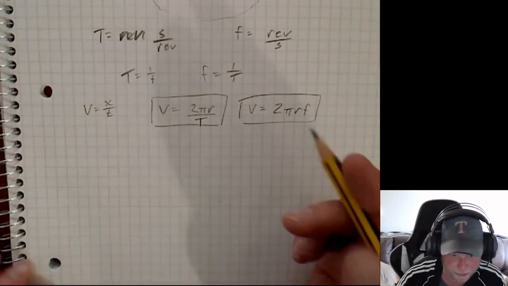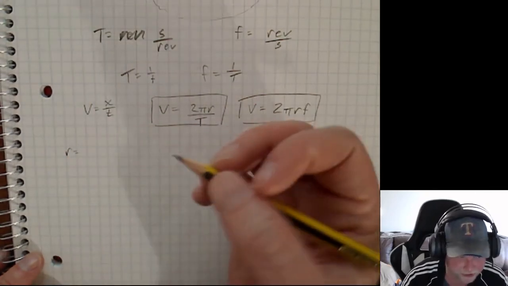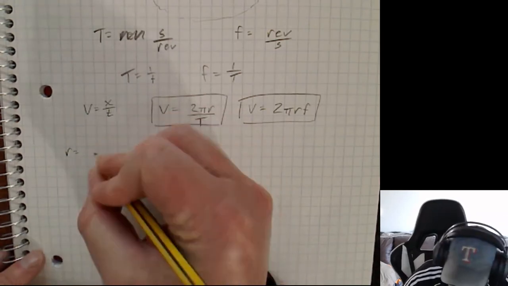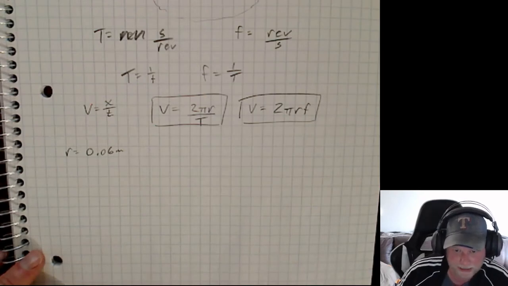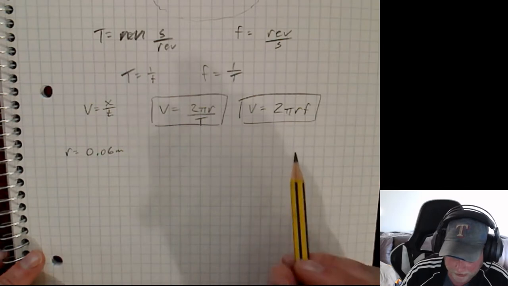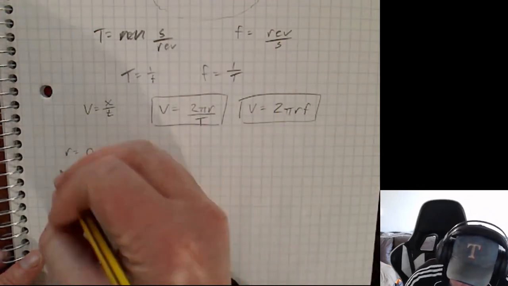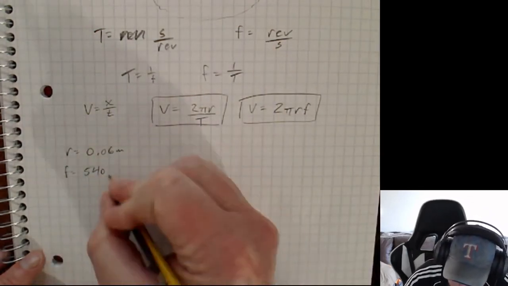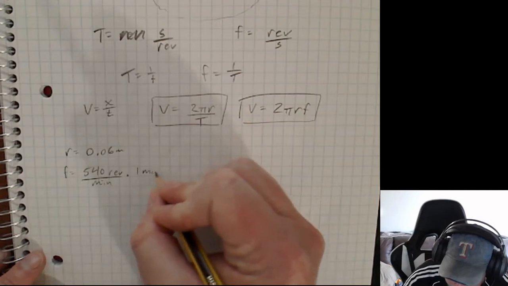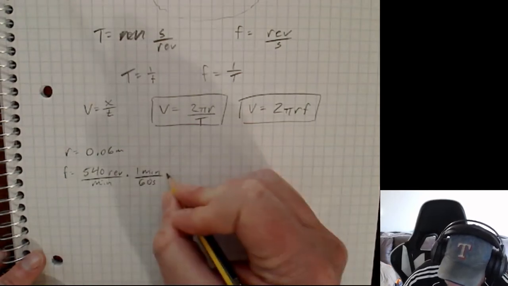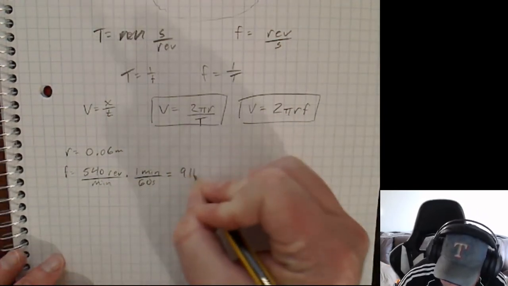So let's just start by pulling out what we know. The radius in this case would be half of the diameter of 120 millimeters, which is 0.06 meters. We know that it speeds up to 540 revolutions per minute, so keep in mind that is giving us a frequency just in the wrong units. So our frequency is 540 revolutions per minute. And so we can always convert that into revolutions per second, which is hertz, which would give us 9 hertz.